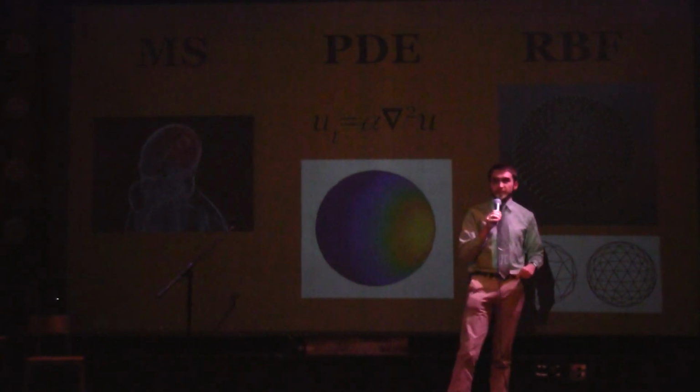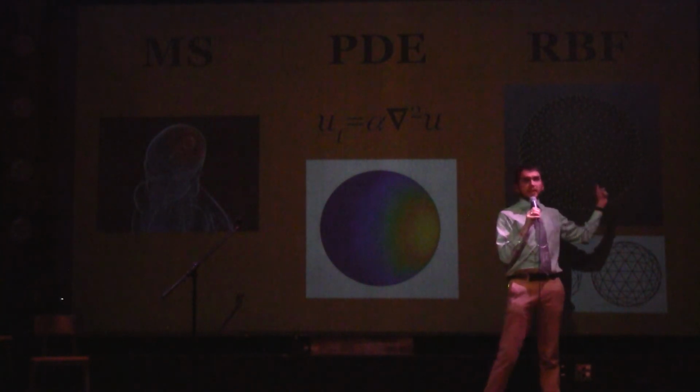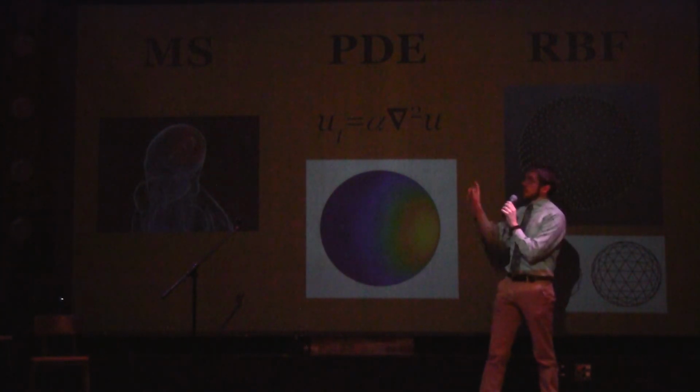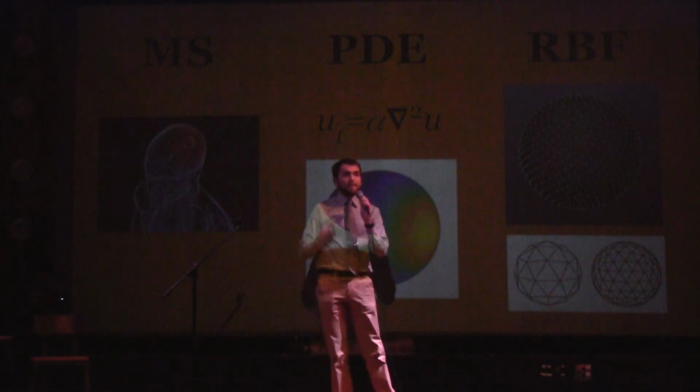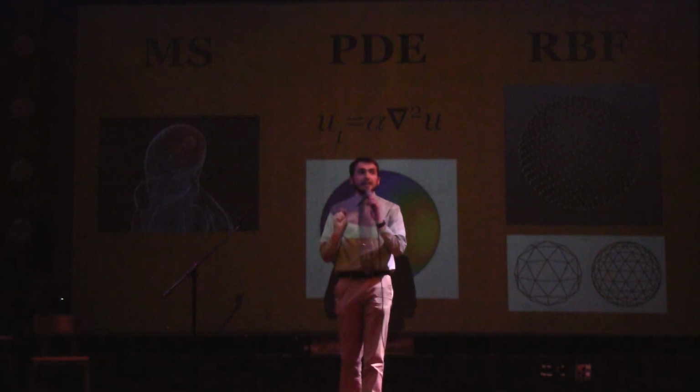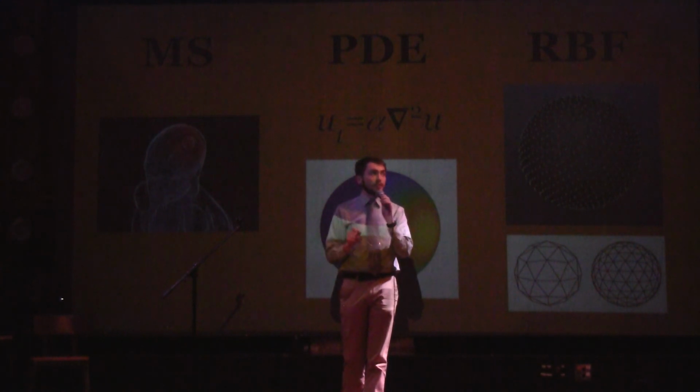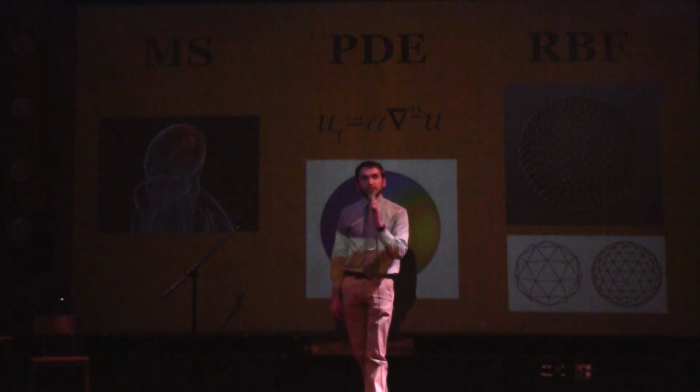My name is Blazejewski. I use the radial basis function method to solve partial differential equations on arbitrary moving surfaces. And this matters because lots of scientific models have moving surfaces that need better solution techniques.